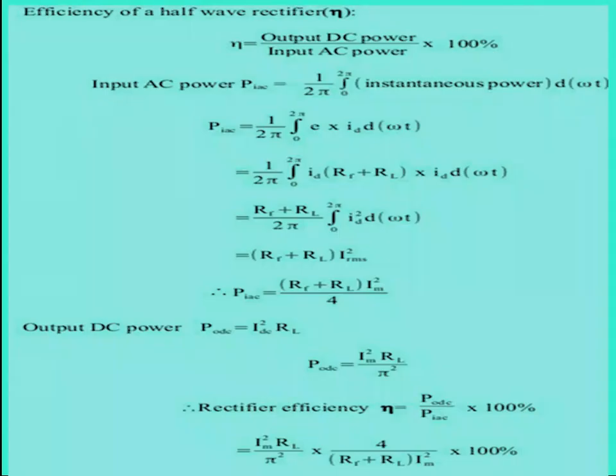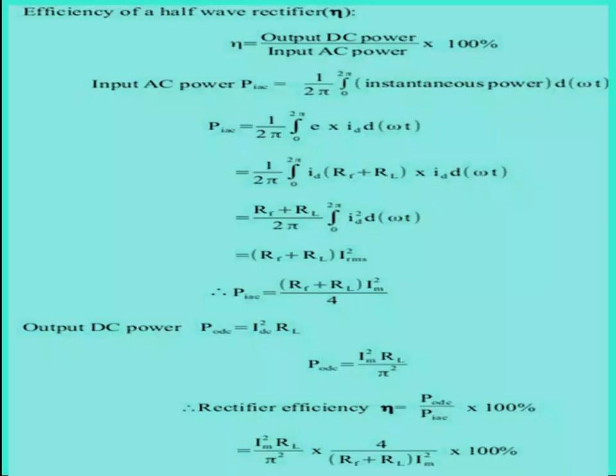So eta is equal to output DC power by input AC power into 100%. We know that when we want to find the efficiency of any device or component, this is the standard formula. That means how much we are getting divided by how much we are given, into 100. So the input AC power, we can do 1 by 2 pi, 0 to 2 pi, instantaneous power. What is the instantaneous power? That is the product of voltage and current, and this is a simple equation.